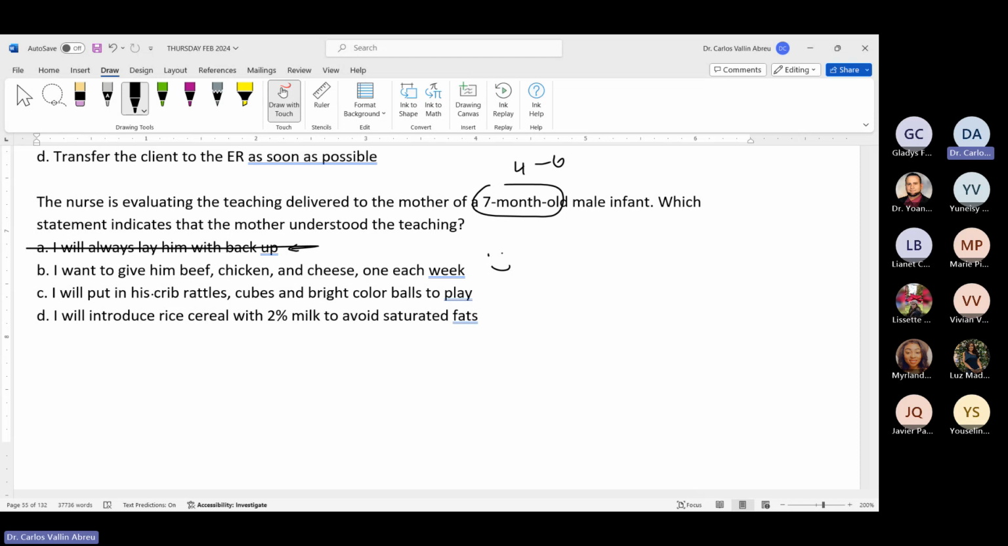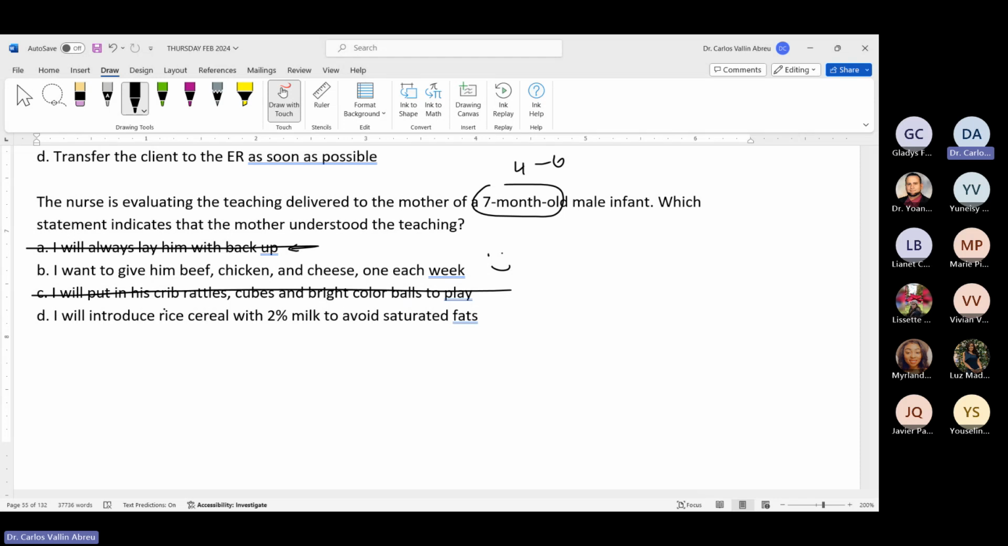"I will put in his crib rattles, cubes, and bright colored balls to play." The theory says that we should leave the crib totally empty. Only the baby with a firm mattress, a fitting sheet, and nothing else. So it is not correct. It is cluttering the crib with stuff that can suffocate the child.